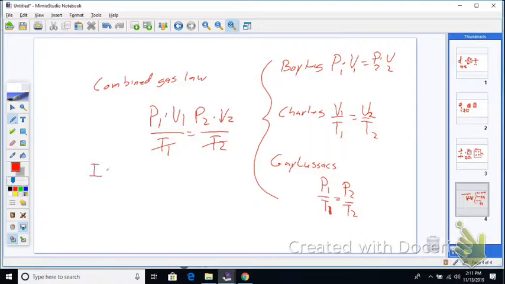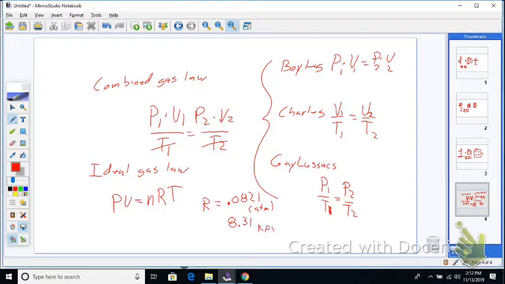The other law involves moles, and the overall law that includes moles is called the ideal gas law. The ideal gas law is PV equals nRT, and we got this R in there. That R is 0.0821 if it's measured in atmospheres. It's 8.31 if it's kPa that you're using as your pressure. That's the only thing that changes.